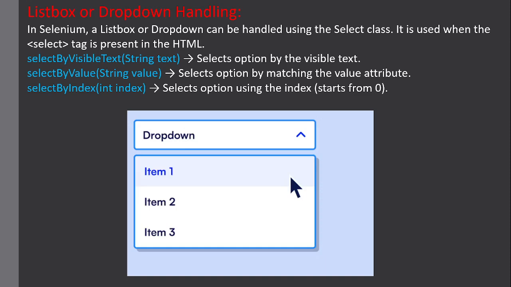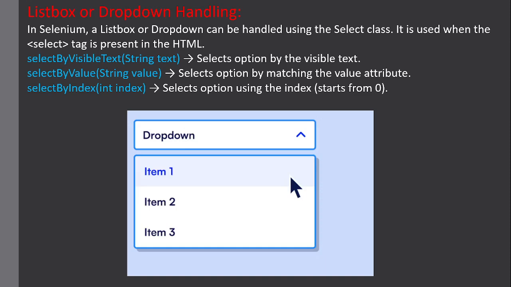Next topic is list box or dropdown handling. In Selenium, a list box or a dropdown can be handled using the Select class. It is used when the select tag is present in HTML. So there are three ways to handle the dropdown.